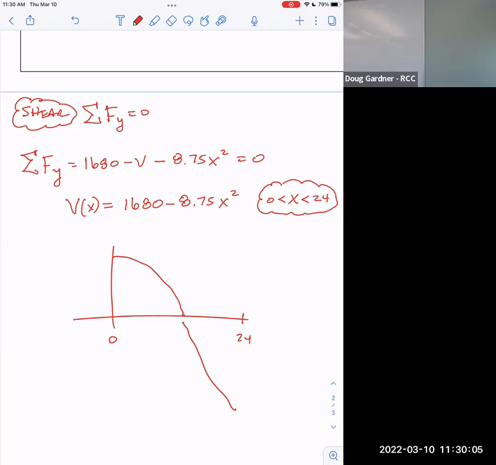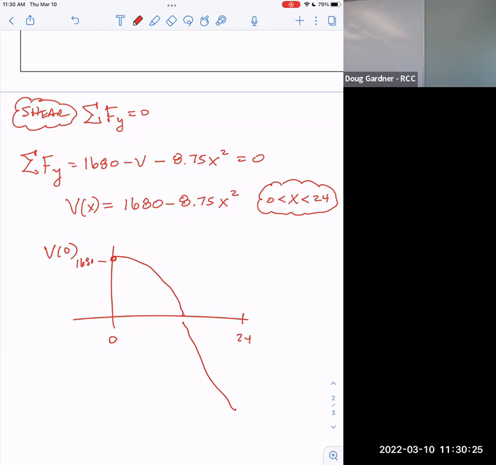So I have to even go down further. So I'm just kind of guessing and checking. And by the way, there's a faster way to know this. Like, if you put 0 in for X, don't you get 1680? So that's why I knew where the top was.